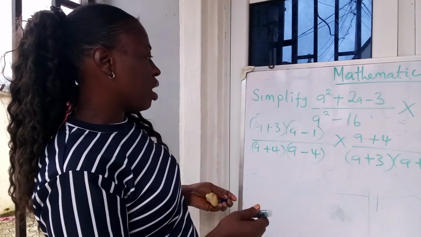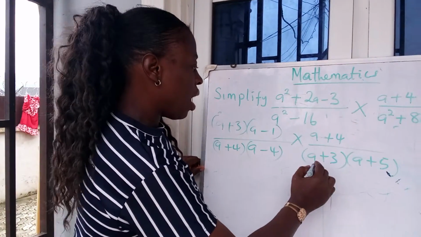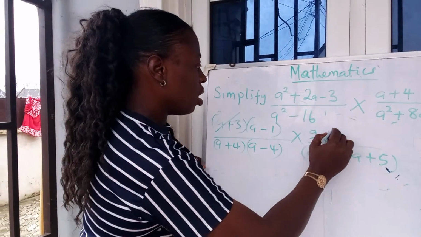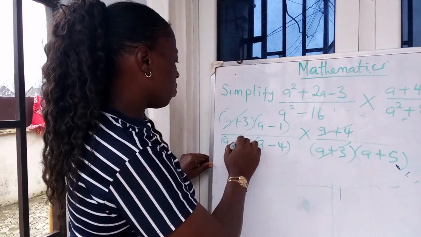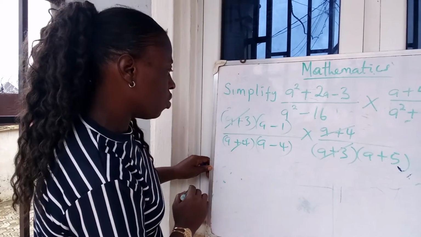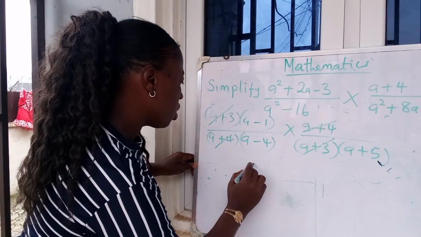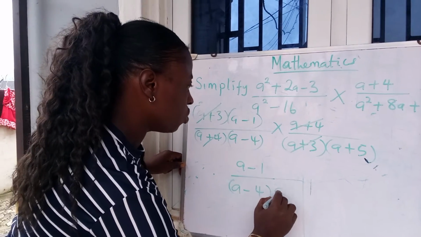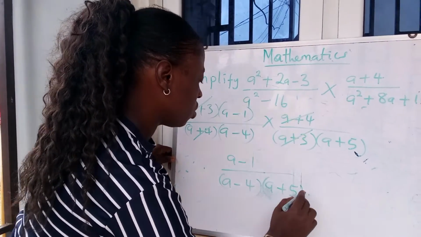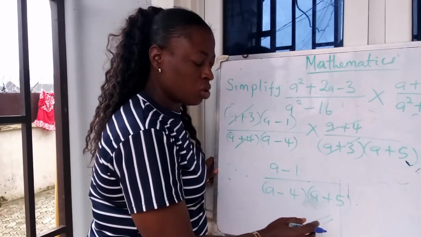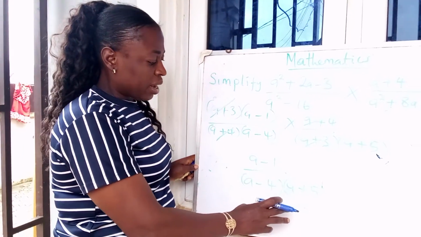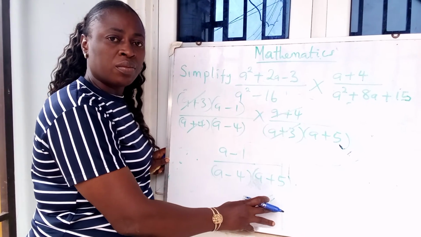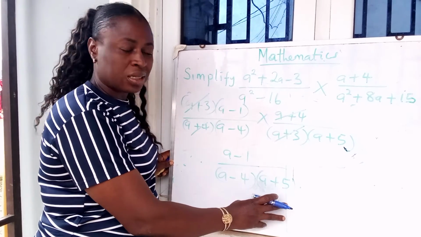So if you look at what I have on the board, I have a plus 3, we cancel a plus 3. A plus 4, we cancel a plus 4. Therefore, I have a minus 1 over a minus 4 into a plus 5. So that is it. So the answer remains like this because I cannot do what? I cannot factor. I cannot go back and start multiplying it again. The answer remains like this.